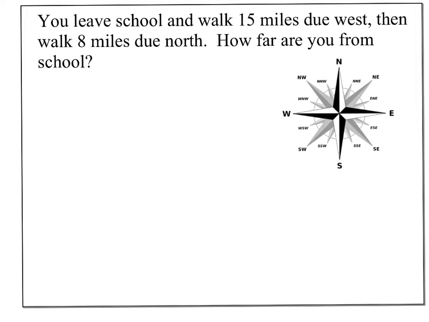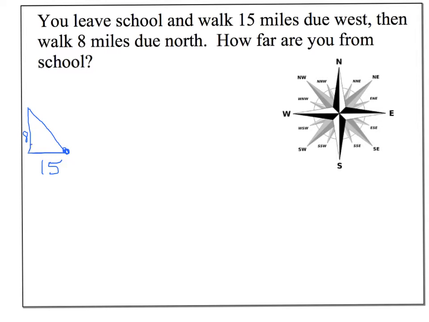Go ahead and read this problem, and then we'll solve it together. You should try to draw a picture like I recommended. So if you're leaving school and you walk 15 miles west, we'll say here's your school, and west would be in this direction. And that was 15 miles. And then you walk 8 miles due north. Here's your 8. How far are you from the school?